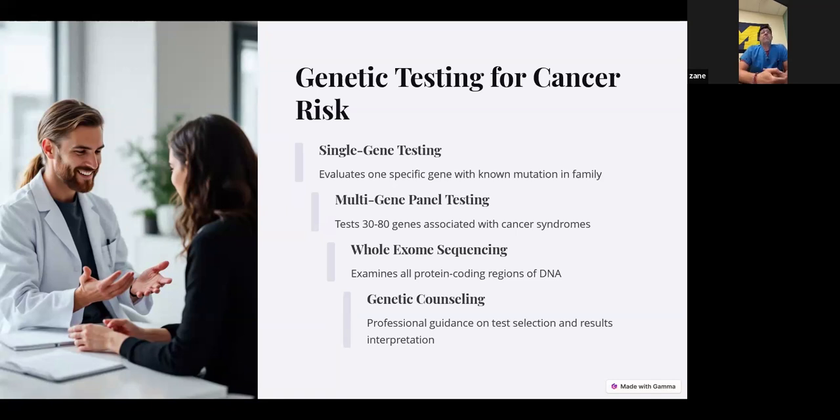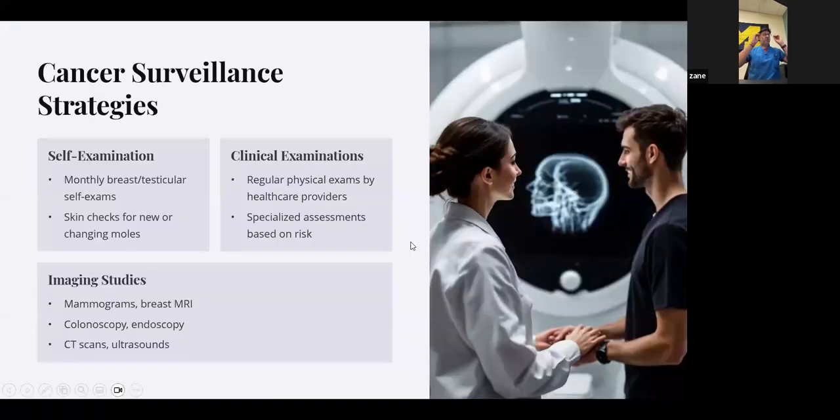If anything comes back positive, patients either speak to me to review what the options are, or they can have a professional meeting with a genetic counselor who specializes in cancer patients to give them the options based upon their specific mutations. So again, standard surveillance.